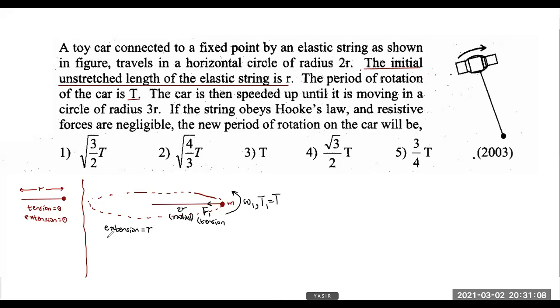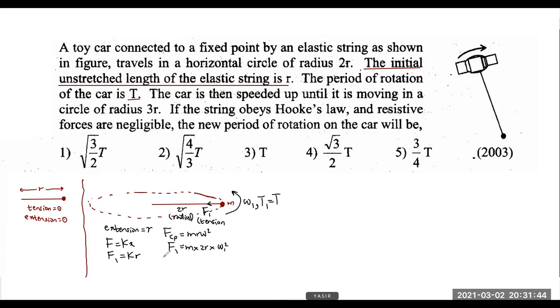Let's apply Hooke's law. F equals kx. F is F1, k is k, and x is the extension, so instead of extension you put r. So F1 is equal to kr. And next, you go for the centripetal force equation, F equals m r omega squared. What is the centripetal force? That is F1. Mass is m, radius is 2r, into omega squared. Now, omega squared is actually omega 1 squared. Never mind, we'll draw it like that.